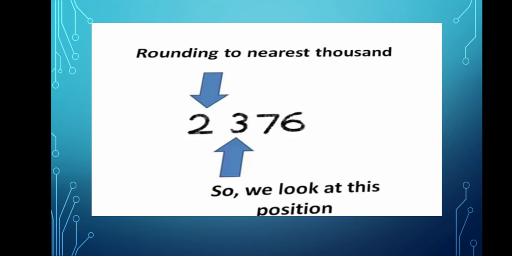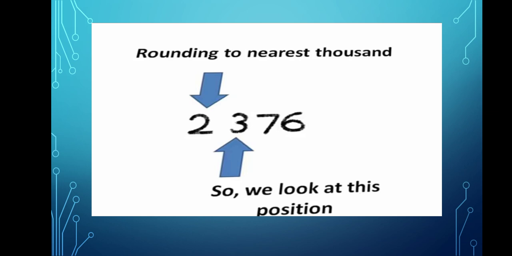Now let us try to round off a number to its nearest 1000. Let us take the example 2376. Here 2 is at the thousands place, and to its right, in the 100's place, we have 3, which is less than 5. So all places to the right of the 1000's place will become 0.